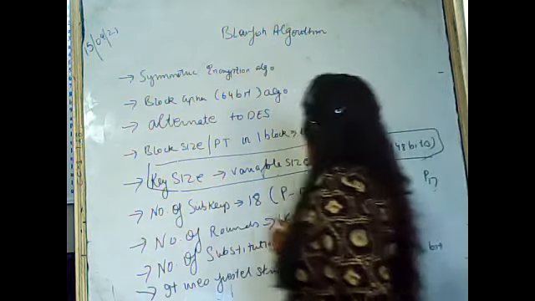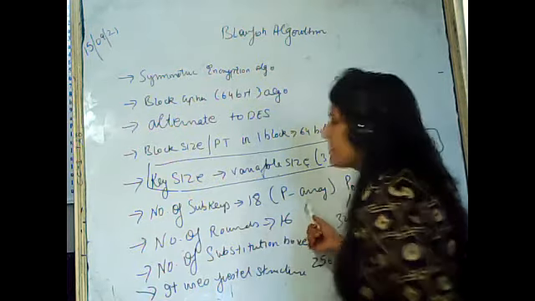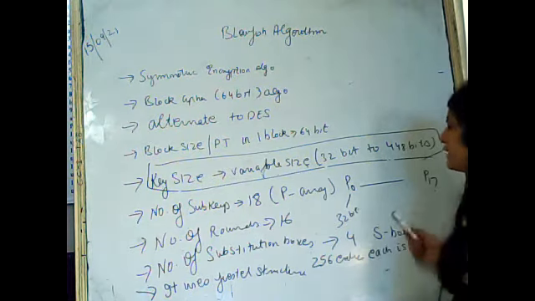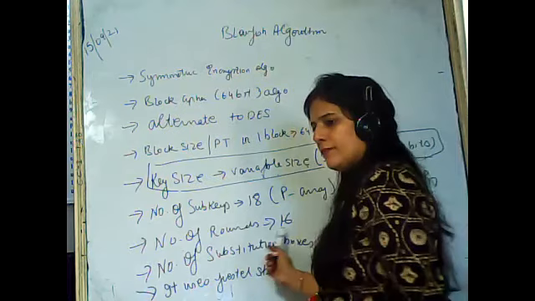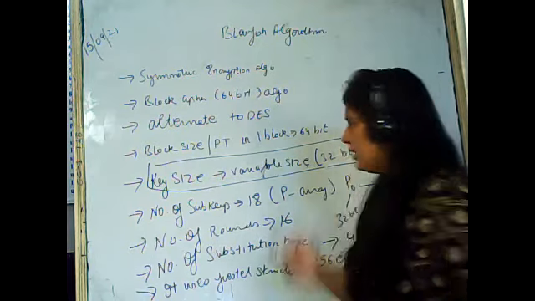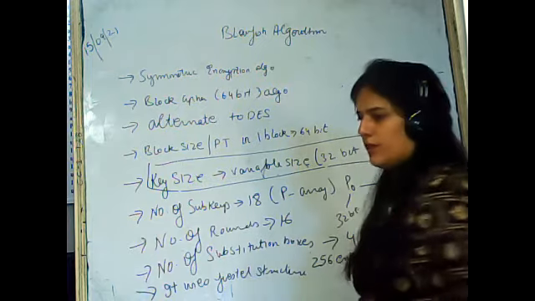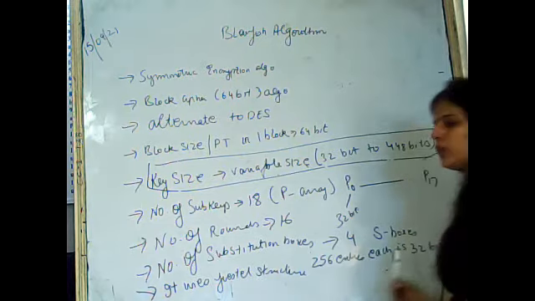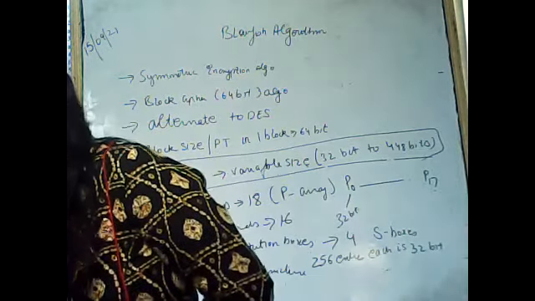Next, the number of subkeys is 18, and we represent them as the P array, starting from P0 to P17. If you have a 32-bit size, it will remain the same for each and every P array entry. Next, the number of rounds is 16, which you will understand when we look at the Feistel structure. The number of substitution boxes is 4, and these S-boxes each have 256 entries of 32 bits. One by one we will discuss each of these and how they are implemented.